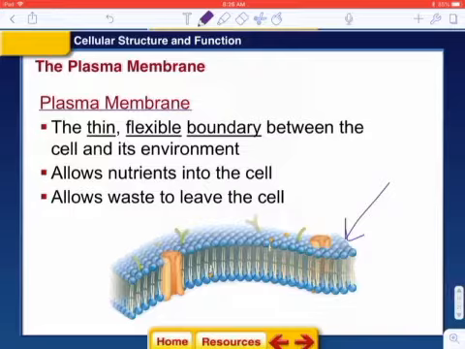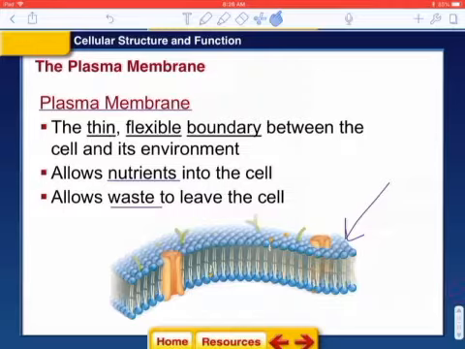In every case, they are in fact a thin and flexible boundary between either the internal part of the cell or organelle and its external environment. The important features of these plasma membranes is that they allow nutrients to pass into the cell and waste to pass out of the cell. So they're incredibly important for maintaining cell homeostasis by allowing correct nutrients like water and oxygen in and getting potentially fatal toxins out of the cell.